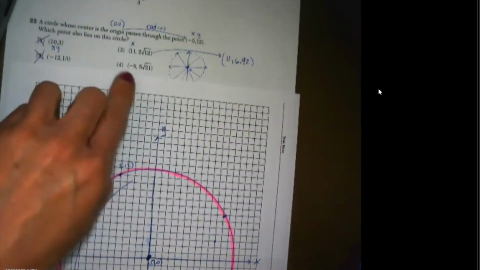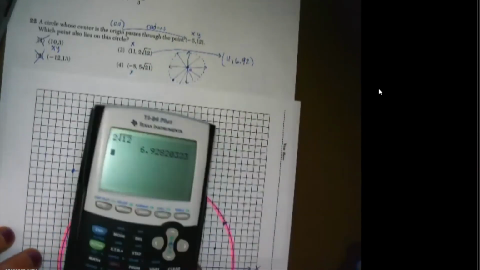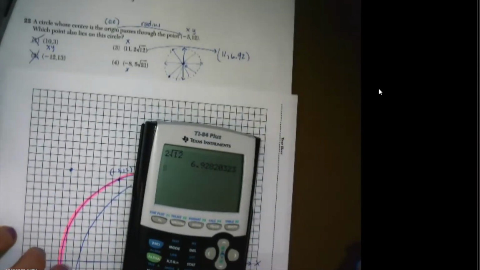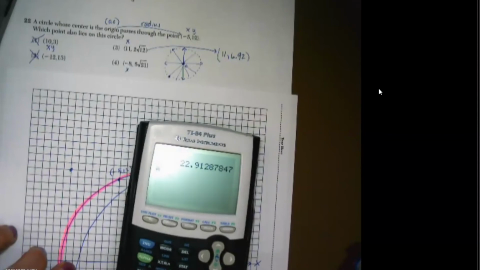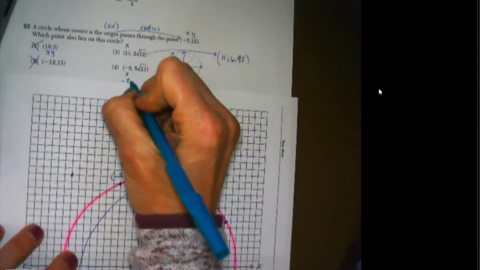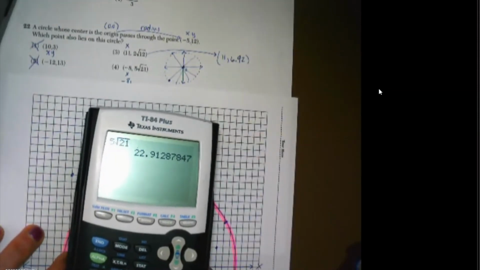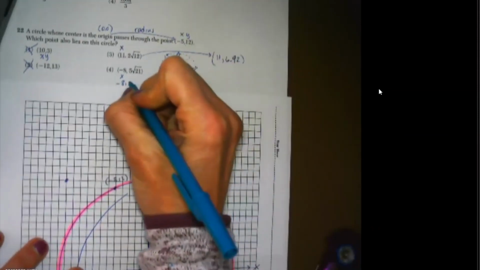This is at negative 8 on the x-axis, and then 5 radical 21. So once again, we're going to get a decimal value for that. 5 times the square root of 21 gives me 22.9, so almost 23. So we're going to go negative 8 and then positive 22.9. I have a feeling that that's not even going to make sense.